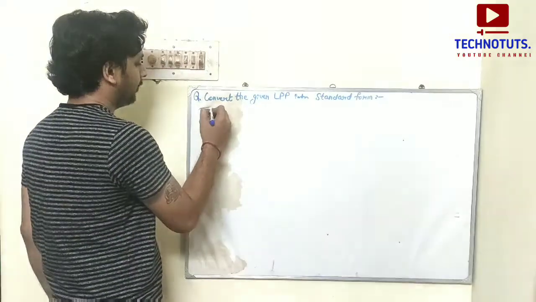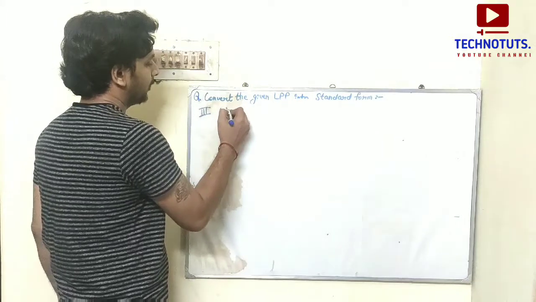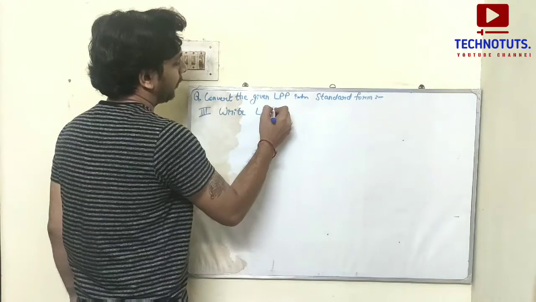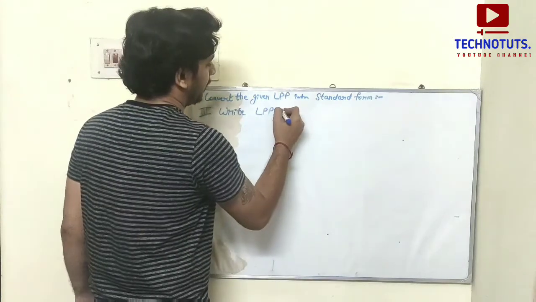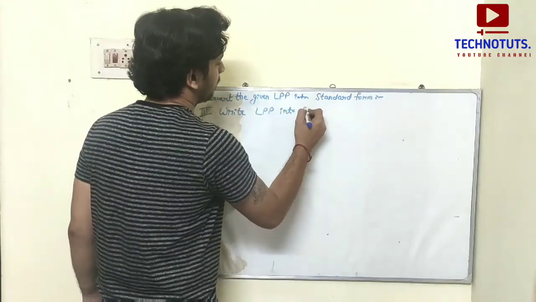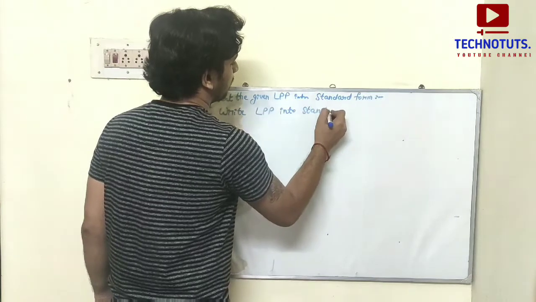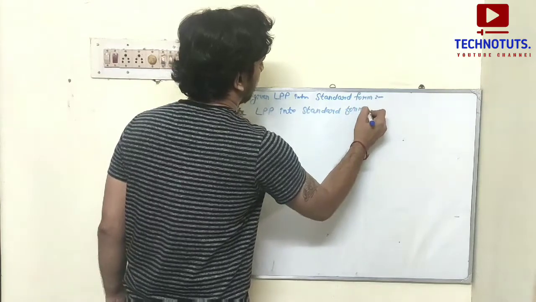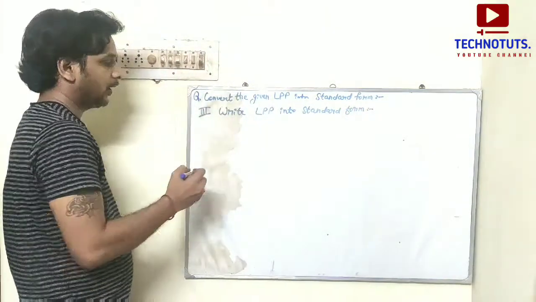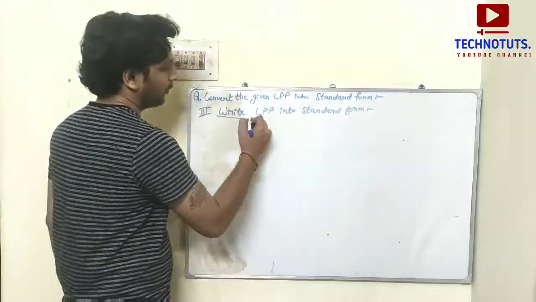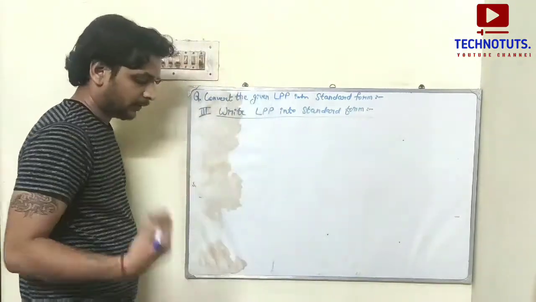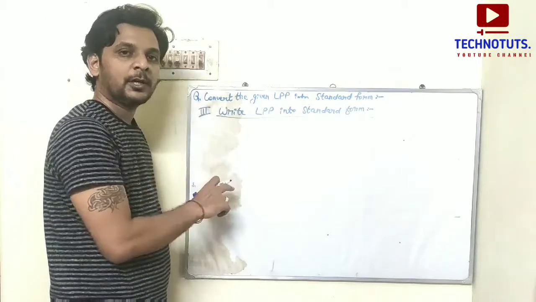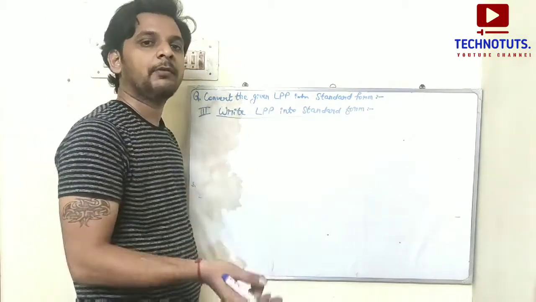Step 3, write the linear programming problem into standard form. Okay, so when we are writing the third step, first we will write the objective function, then we will write the constraints, then we will write the non-negativity condition.